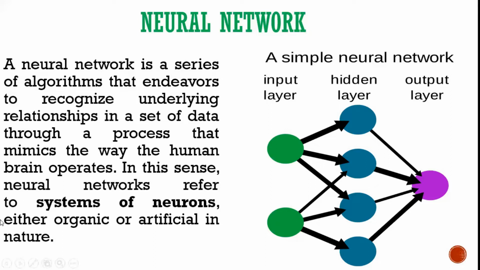Neural network refers to a system of neurons, either organic or artificial in nature. Our system is the natural one, not artificial. The machine's neurons are artificial, while humans are natural. It consists of a system of connected neurons. So what are this input layer, hidden layer, and output layer? We'll also have a look into this.